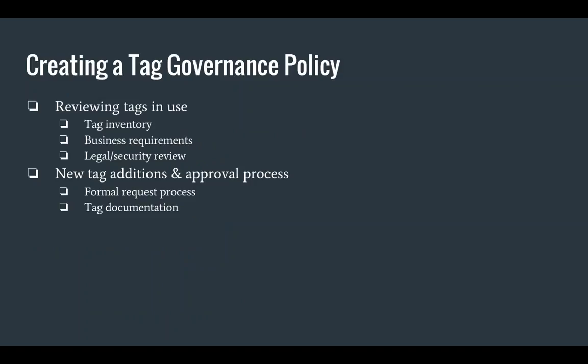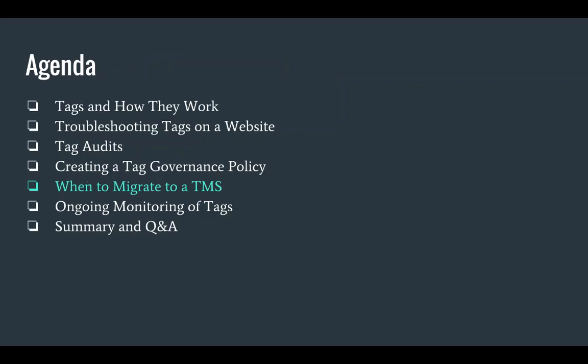As far as how we're getting there, the process for creating that policy is everything that we've already talked about to this point. Getting a tag inventory, a list of tags, putting together the business requirements, having legal and security review the current tags that are already on there and review the process, and then also putting a process in place for new tag additions and for approval. So we need all of that in place to be able to really support the overall tag architecture.